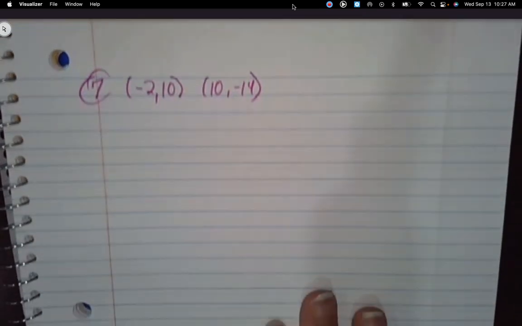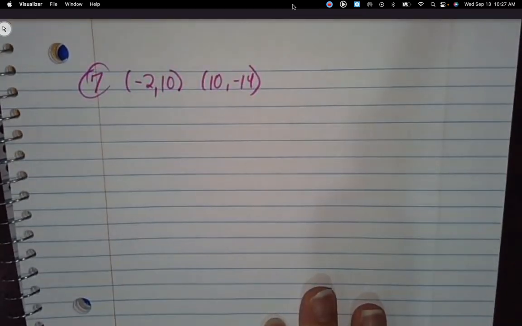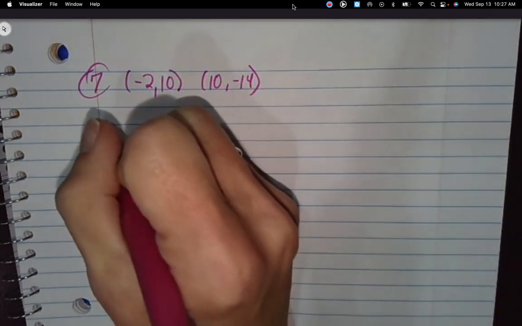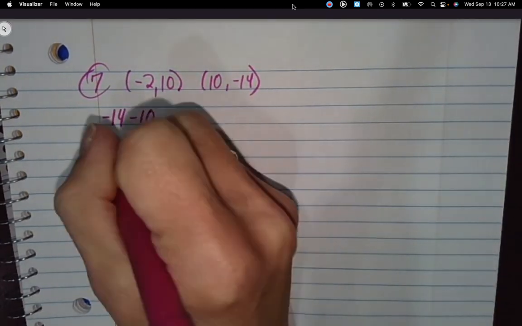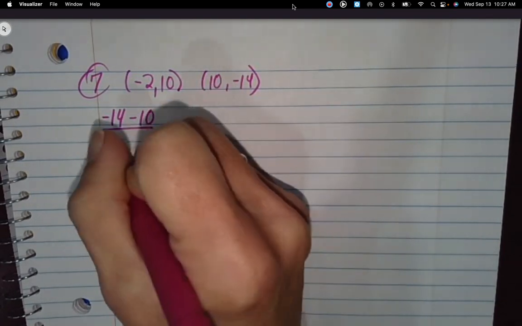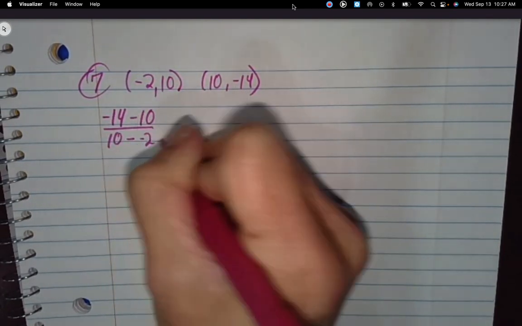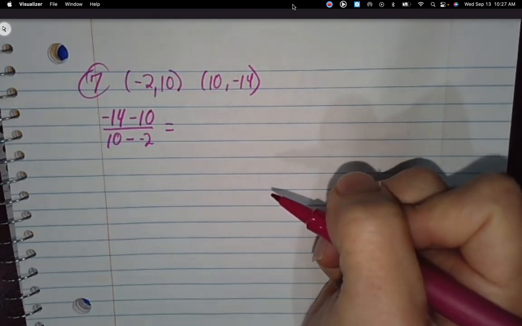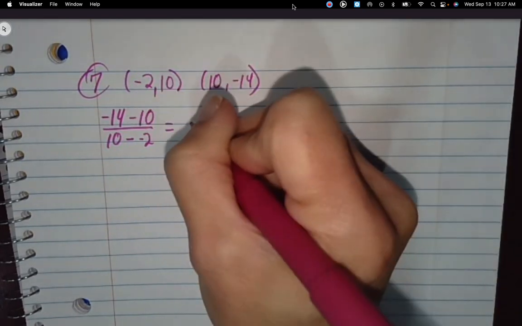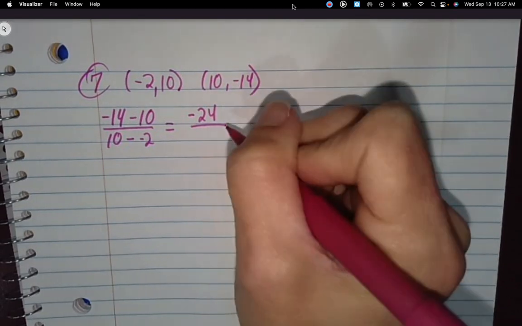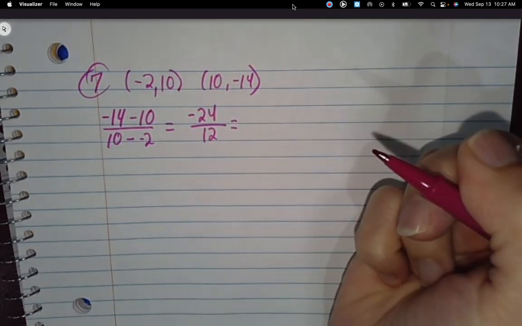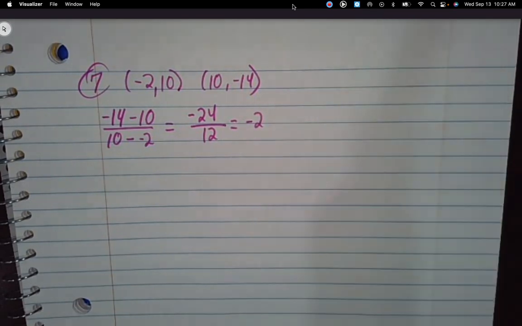So they want me to write it in point slope form, which is on the board, okay? I need a point and a slope. How do you find the slope? Subtract your y's, subtract your x's. What y do y'all want me to start with? Okay, so she says negative 14 minus 10, so I do the same order. 10 minus negative 2. Don't get confused on your negatives, just type it in. So we get negative 24 over 12. What is that? Negative 2. So our slope is negative 2.